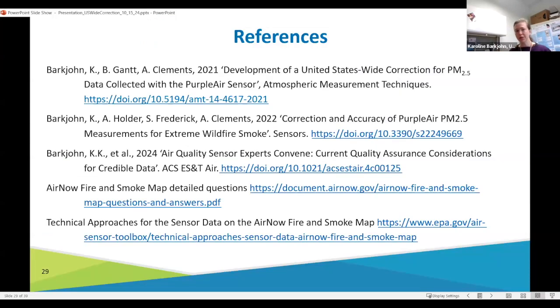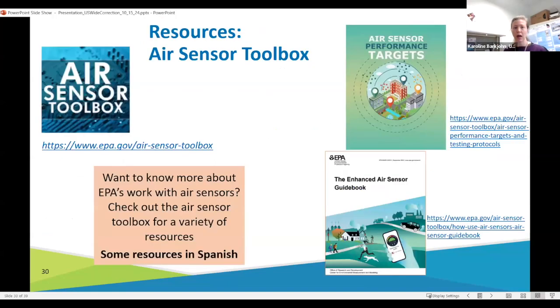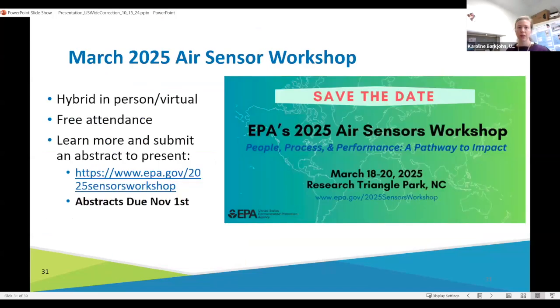So lastly, just some resources. I can provide these links and we can share the slides after. If you want to learn more about EPA's work with air sensors, you can go to the Air Sensor Toolbox. Two resources you might be interested in are the Air Sensor Performance Targets and the Enhanced Air Sensor Guidebook. Also in March, we're hosting an air sensor workshop. It'll be here in Research Triangle Park, North Carolina, where I'm based, but it'll also be virtual. Attendance is free, and we're also accepting abstracts. If anybody has any work they'd like to present on, those will be due November 1st, so in about a week.